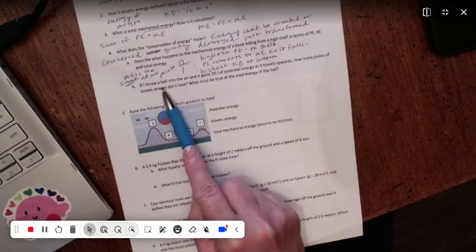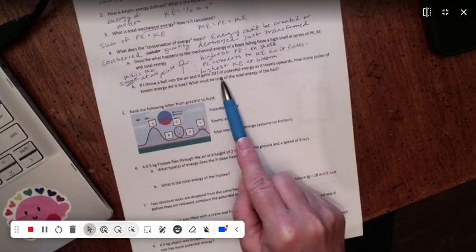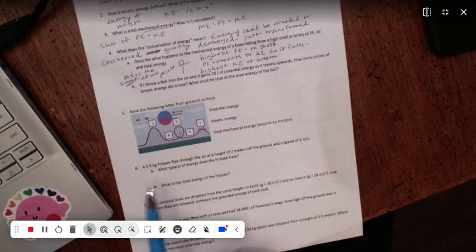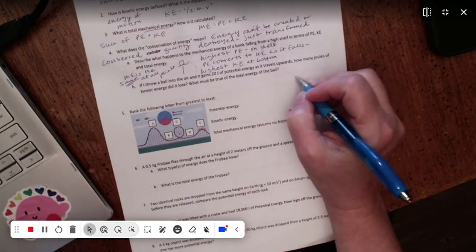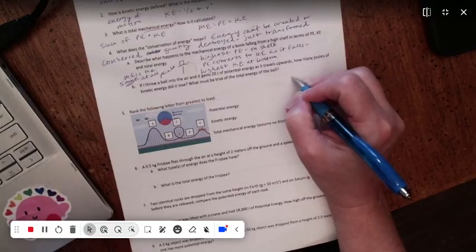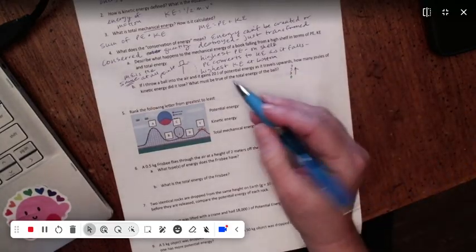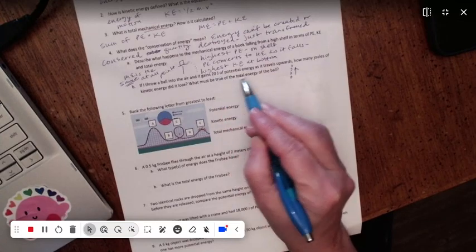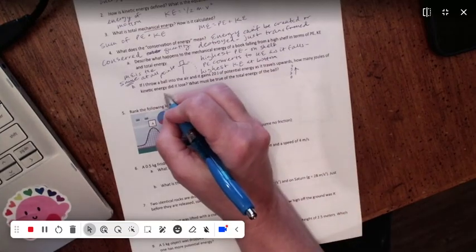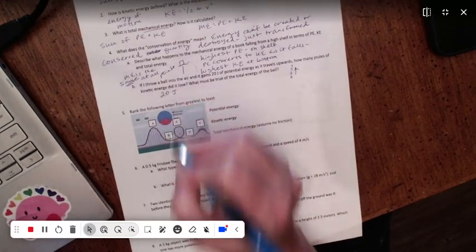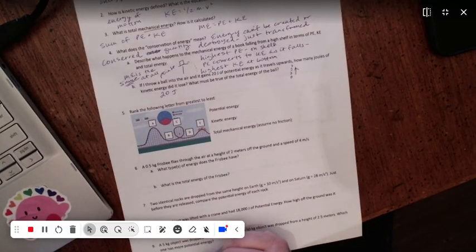If I throw a ball into the air and it gains 20 joules of potential energy as it travels upwards, how many joules of kinetic energy did it lose? As the ball is traveling up, if it gains 20 joules of potential energy, it's going to lose the same 20 joules of kinetic. That kinetic is being converted into potential.